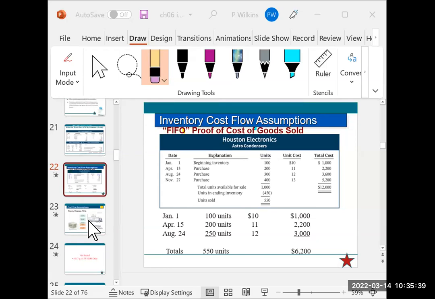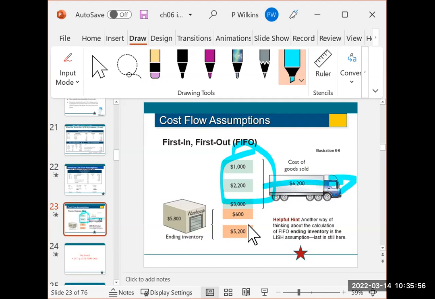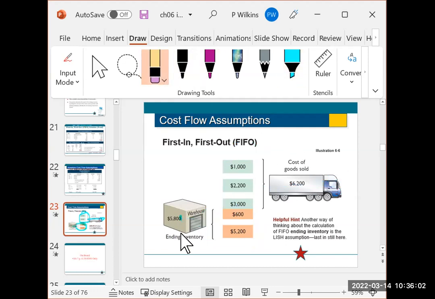Okay, so one last piece of a slide here before we get into doing problems. This is just showing you in a visual, if you actually followed the cost of goods, that the first that came in is at the top with FIFO, right? The first that came in is at the top and it goes out on the truck. And the last that came in is at the bottom. It's still in the warehouse. That's all they're showing you here. The image helps some people, it doesn't help others.